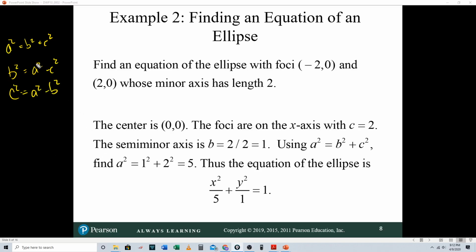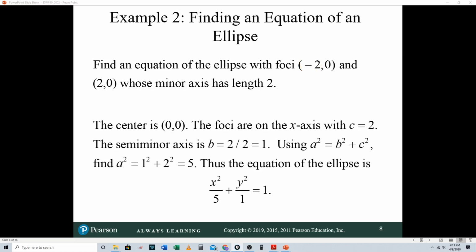So we have a way of finding them. We're going to have either B or C, A or C, or A or B. We're going to have 2 of them, or a way to find 2 of them. Here, we were given C, plus or minus 2. And we were given that the minor axis length is 2, which means B is plus or minus 1. So we have B and C. Find A. And that's what we're going to be given each time. Not terribly tricky, but I like to phrase it that way.